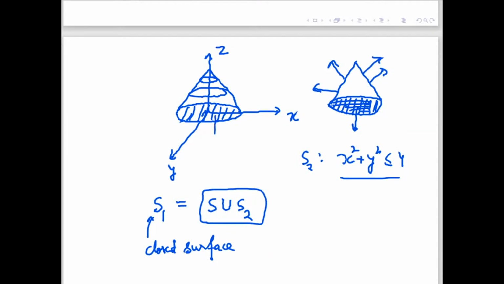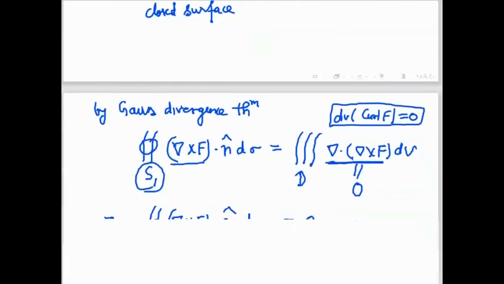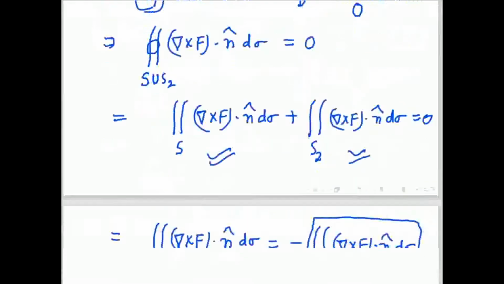So this normal will be minus k-cap because it is a closed surface. So what is the outward normal? The outward normal will be in the negative direction. That means the normal to this surface S2 will be minus k-cap, and because a minus is already present, it will become plus.